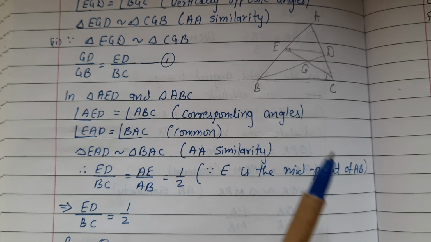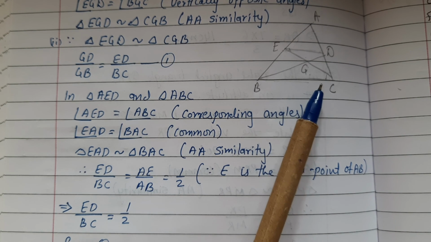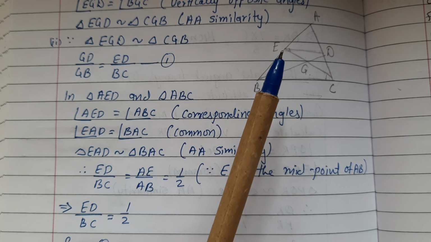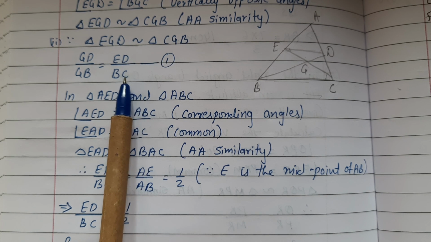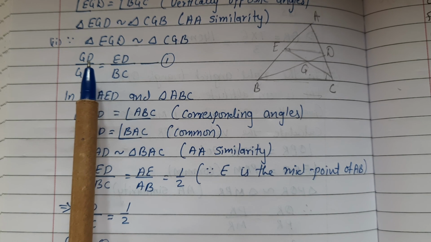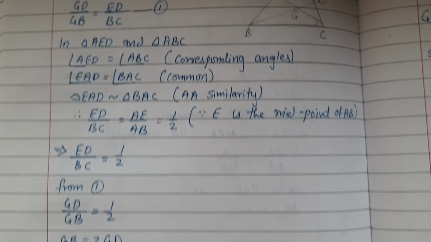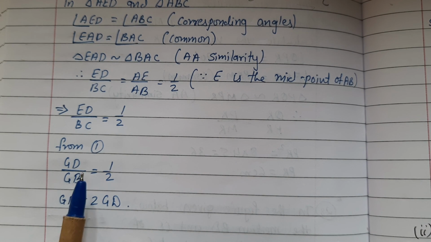Therefore, ED upon BC is equal to AE upon AB, which is equal to 1:2, since E is the midpoint. This implies ED upon BC is equal to 1 upon 2. But ED upon BC is equal to GD upon GB. Therefore, GD upon GB is equal to 1 upon 2. GB is equal to 2GD. Hence, proved.